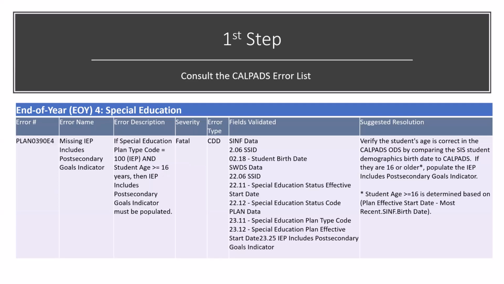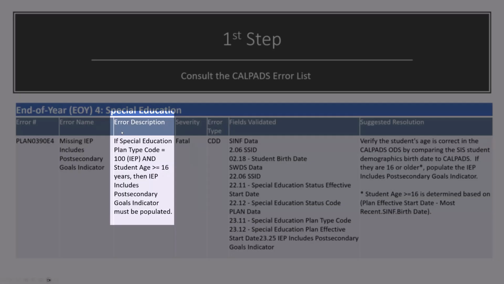Oftentimes, we try to troubleshoot with just this information. If we're unfamiliar with the error, this is not adequate. We need more information, and so that's why you always consult the CALPADS error list. You can see the next column towards the middle is error description.